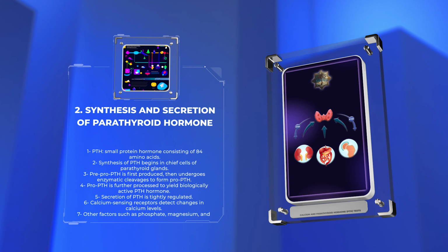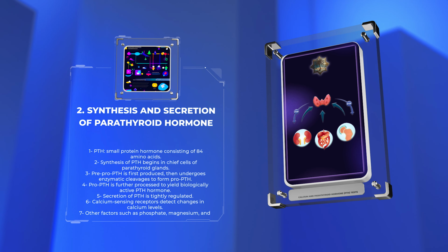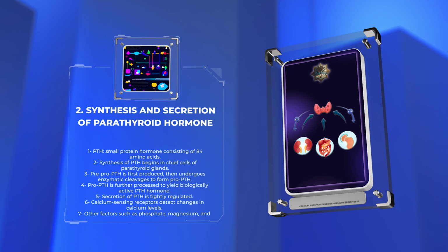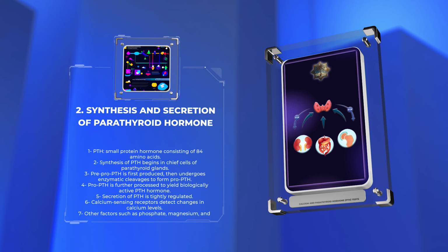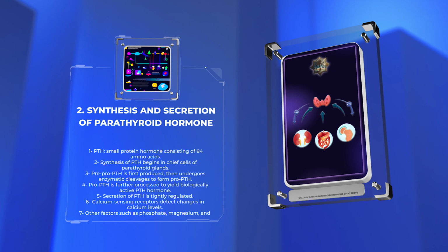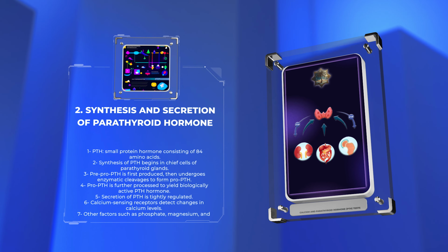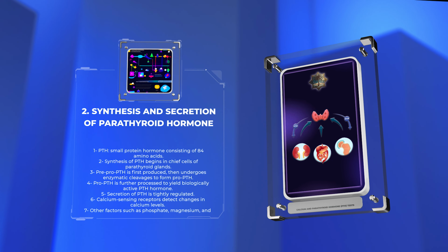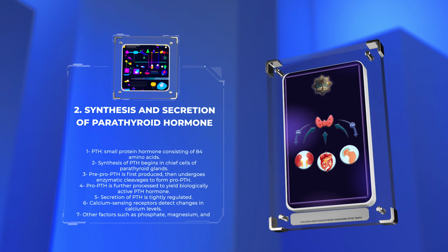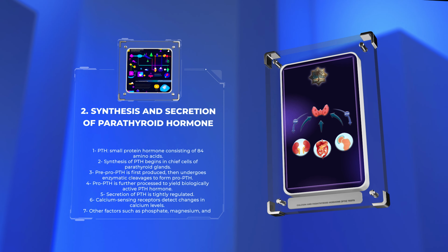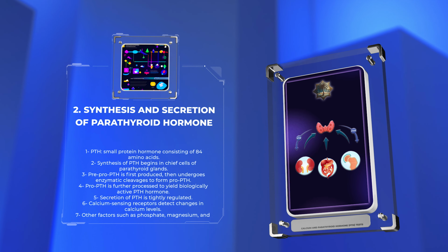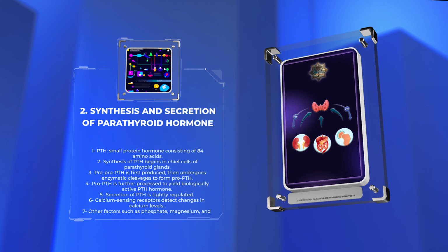The secretion of PTH is tightly regulated and mainly influenced by the serum calcium levels. When calcium levels in the blood decrease, the parathyroid glands sense this change through calcium sensing receptors and respond by increasing PTH secretion. Conversely, when calcium levels rise, PTH secretion is suppressed. Additionally, other factors such as phosphate, magnesium, and vitamin D levels can also modulate PTH synthesis and secretion. The intricate interplay between these factors ensures tight control over calcium homeostasis in the body.